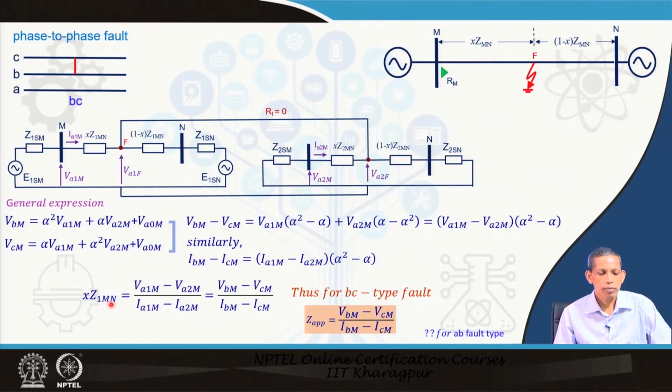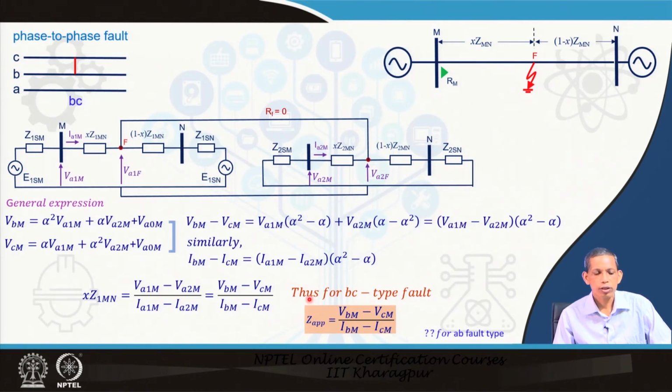So, x Z1m, the impedance up to the fault point from the relay bus, which we have already derived as (V1m minus V2m) divided by (I1m minus I2m) in the last slide, becomes, from these two relations of voltages and currents, VBm minus VCm divided by IBm minus ICm. So, what we say is that the impedance up to the fault point from the relay bus can be obtained from the phase voltage difference divided by the phase current difference.